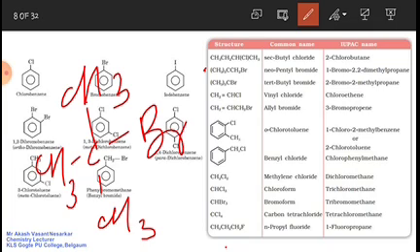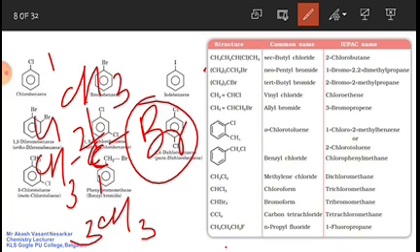Next one is (CH3)3CBr. Now what is the common name? The common name is very easy. This is a tertiary carbon. So tertiary carbon, how many carbon atoms are present? 1 2 3 4. Tertiary butyl bromide. So this is a common name of this, tertiary butyl bromide.